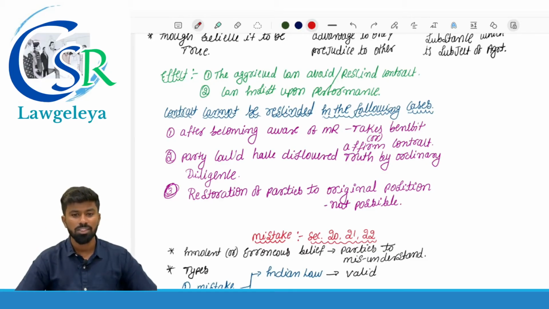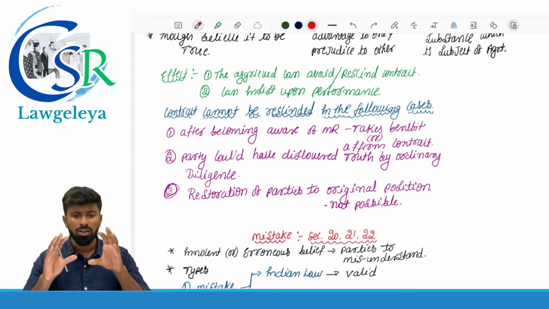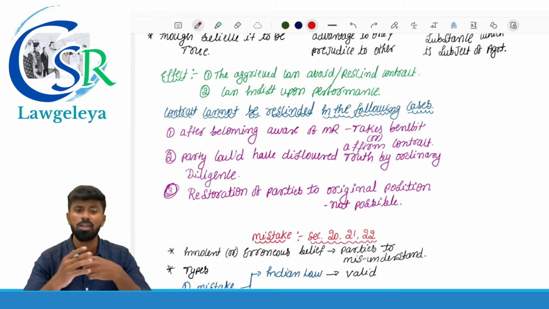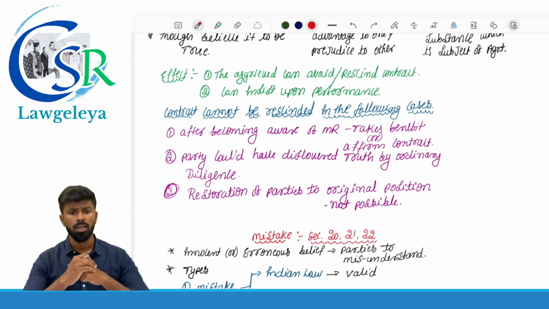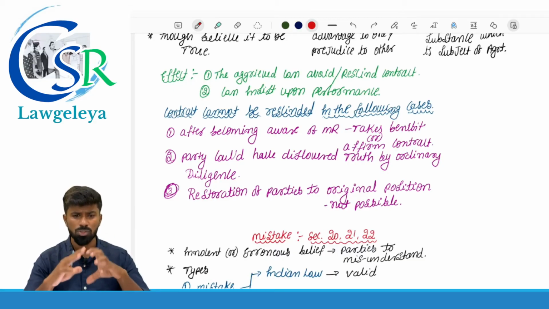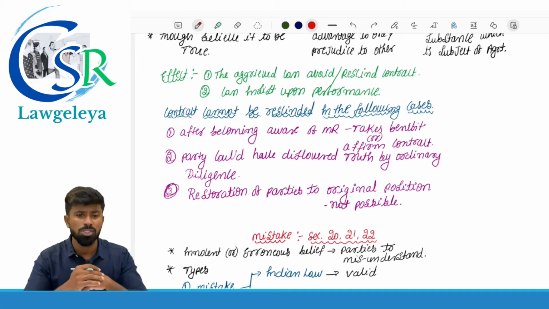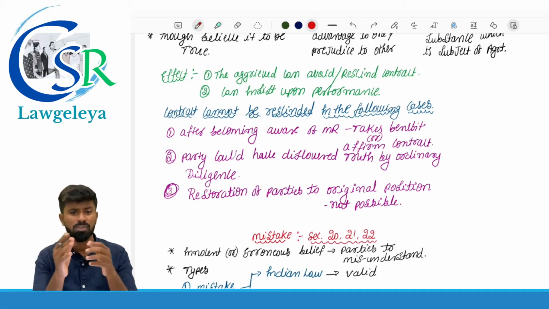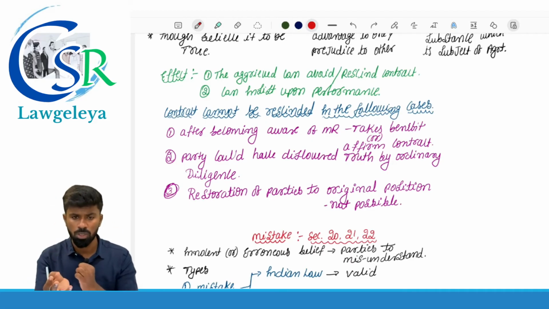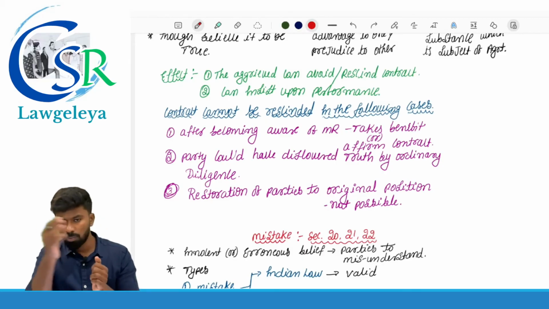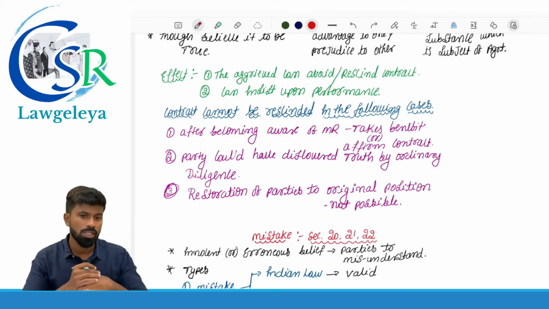Can you cancel it later? No. Second one, the party could have discovered the truth by ordinary diligence. Where a party could have discovered the truth by ordinary diligence, but he fails to exercise the due diligence, can he cancel it later? No. We have discussed this example of providing the accounts where the true amount is mentioned, but the other person does not inspect it. He cannot cancel it.